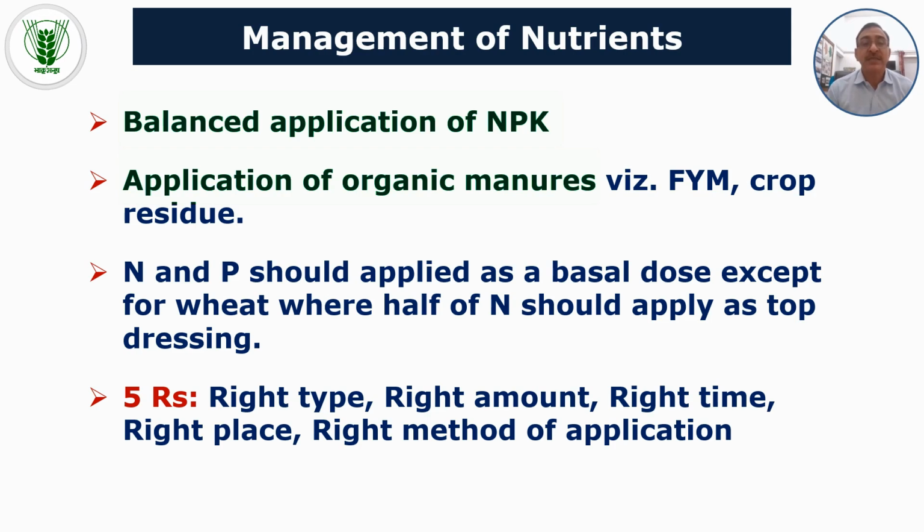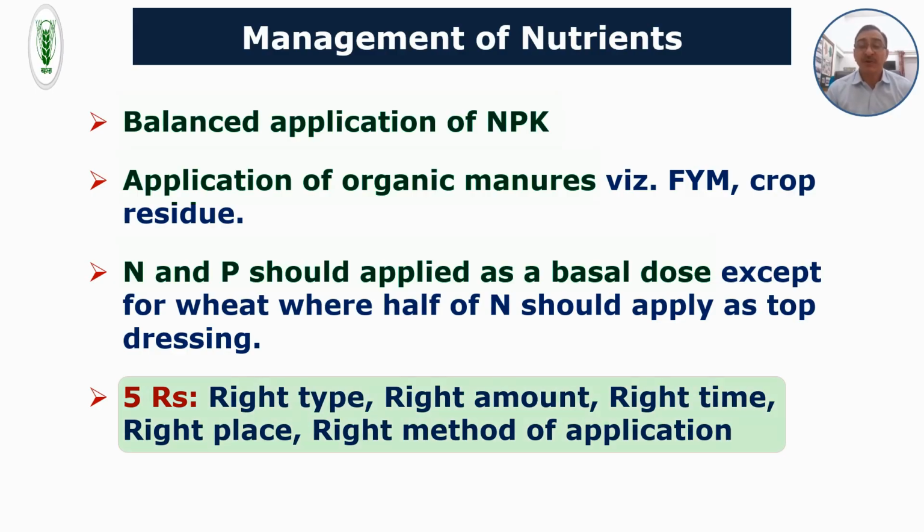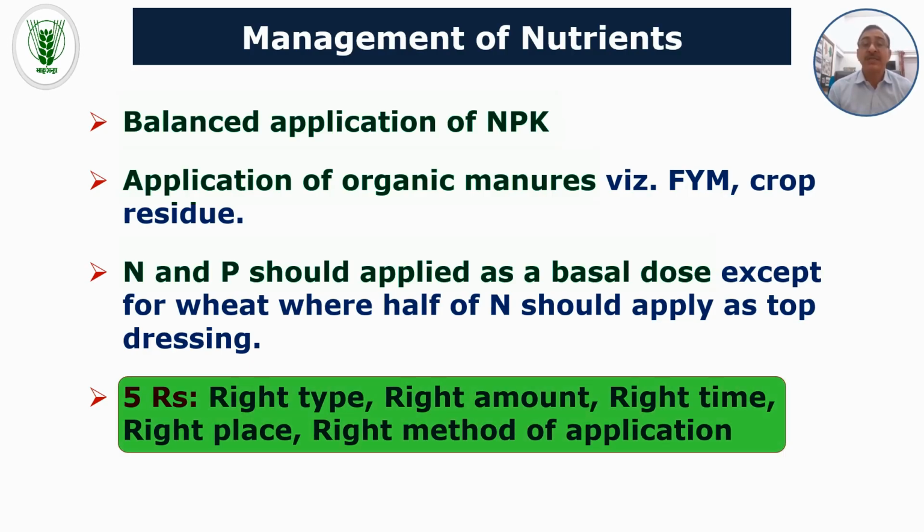And for NPK, 50% of N and the whole dose of P and K should be applied as a basal dose, and the remaining nitrogen should be applied in 2 splits for the optimum performance of the crops. And we must follow the 5 R's: the right type of fertilizer in the right amount at the right time and right place, and through the right method of application will always be helpful in providing the optimum supply of all essential plant nutrients to crops.